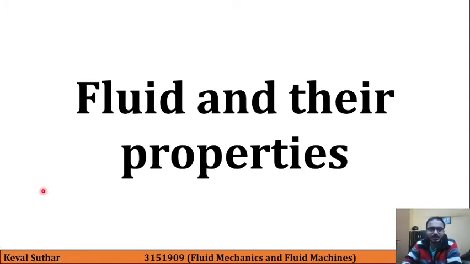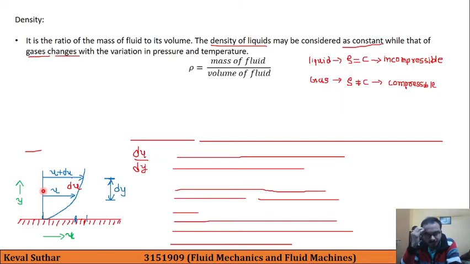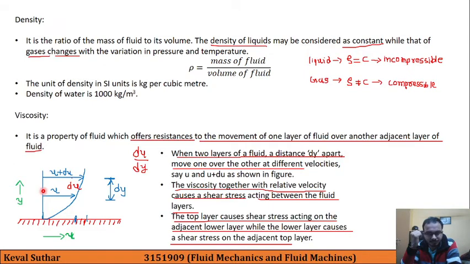So our first chapter is fluid and their properties. We started with the property density. It is a ratio of mass of fluid to the volume of fluid, and based on whether the density is constant or not, we can classify fluids into two categories. First is liquid and second is gas.